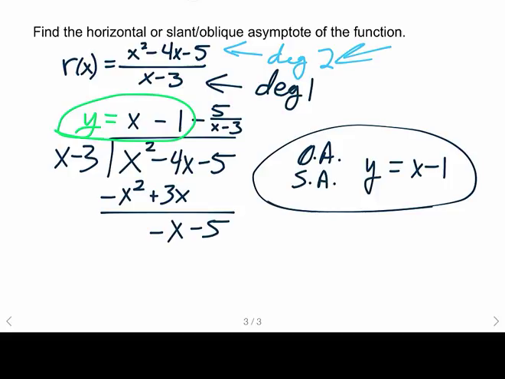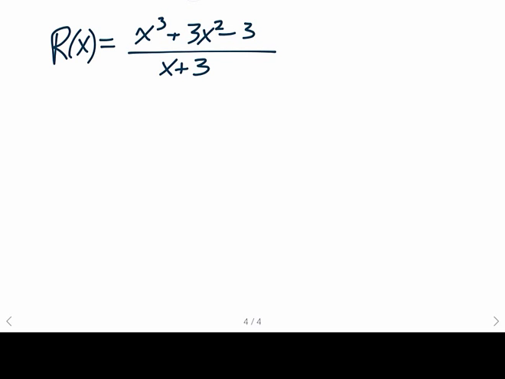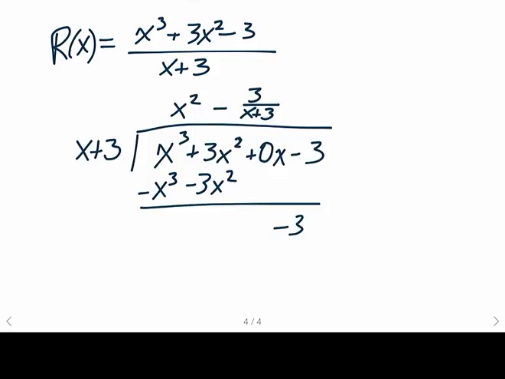Okay, I know the question that's burning on your mind. What if the degree of the numerator is more than 1 bigger than the degree of the denominator. All right, fine. Let's suppose we have a rational function. Say r of x is equal to x cubed plus 3x squared minus 3 over x plus 3. We would do the same thing. It's going to be y equals the quotient. Long division. Let's see what happens with some long division. So that was the quickest division you ever saw. I have an answer of x squared minus 3 over x plus 3. And as we said a minute ago, it's y equals the quotient, which does not include the remainder. So y equals x squared is what we end up with.